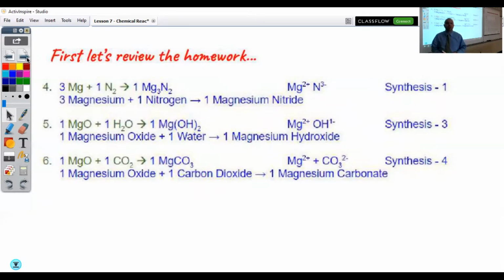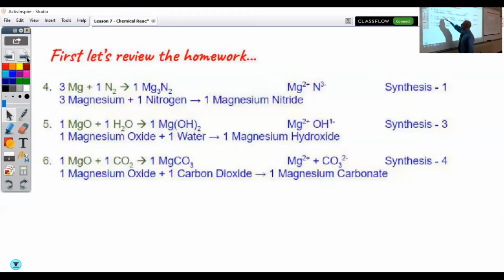So if we take a look, we had to do problems 4, 5, and 6. So in problem number 4, we have magnesium reacting with nitrogen to produce magnesium nitride. The formula for magnesium nitride is Mg3N2. That's because magnesium has a 2+ charge, nitrogen has a 3- charge. So in order to get them to balance out, we needed 3 copies of magnesium and 2 of nitrogen.